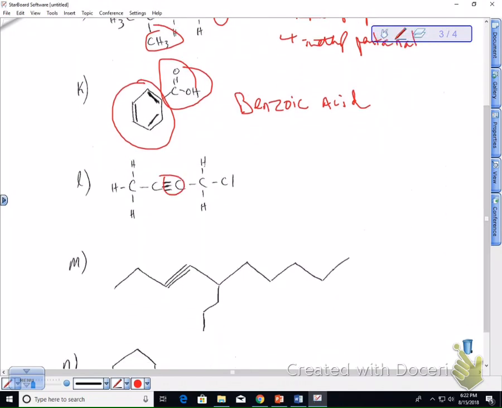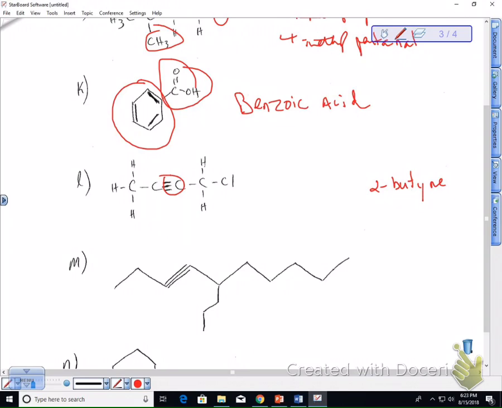In L, triple bond. So this is going to be an alkyne. Let's count our longest chain. 1, 2, 3, 4. And it doesn't really matter what direction I go from for the alkyne. So this is going to be a 2. And then 4 carbons, buta. So 2-butyne.